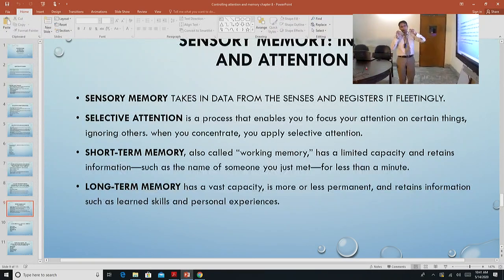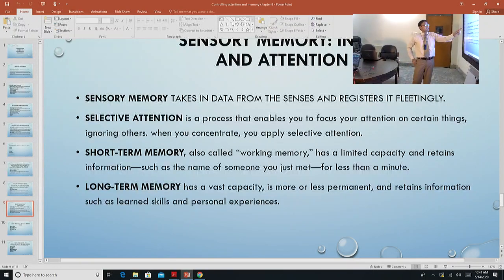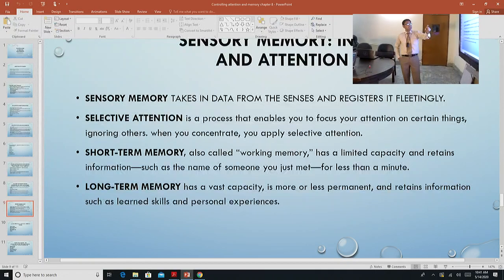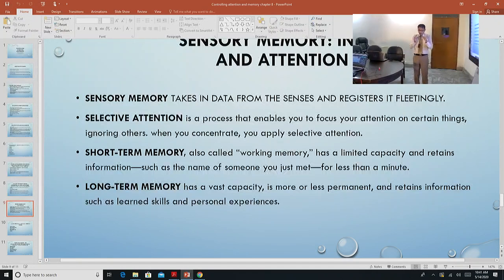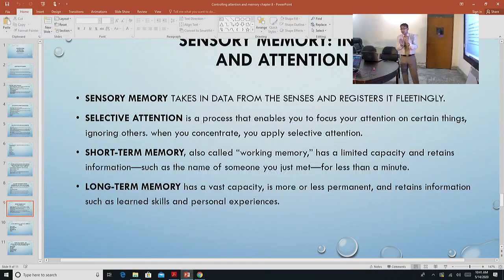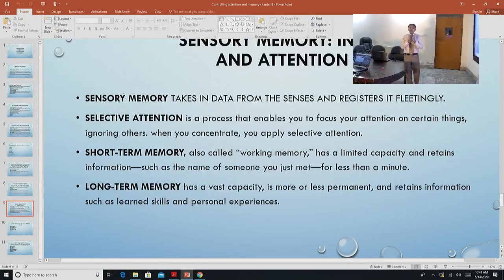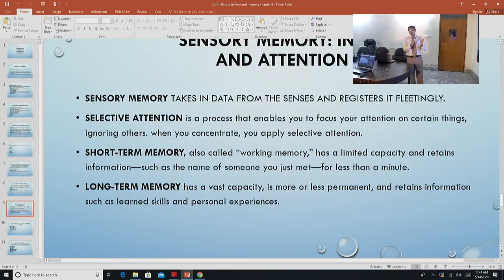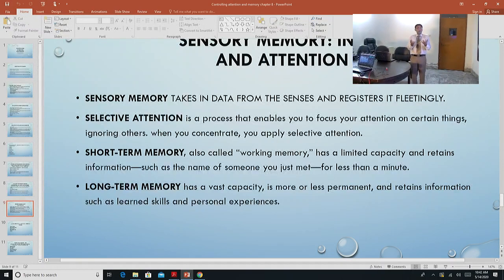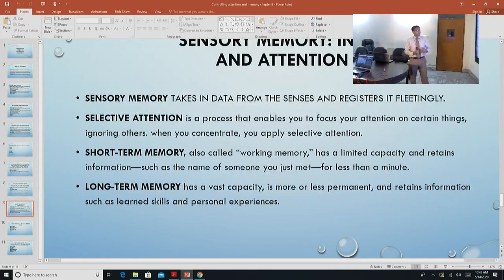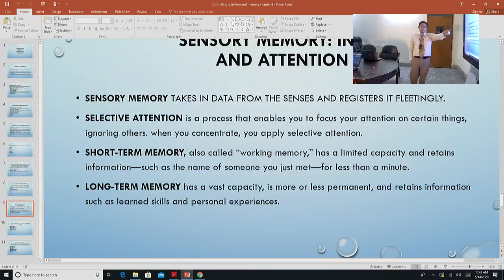Selective attention, we always pay selective attention. Selective attention is a process that enables you to focus your attention on certain things, ignoring others. For example, you are reading a text, and once you come to know that this is the central idea of this paragraph, you know that the authors always give examples in order to support their central idea. Now, it is not necessary to keep these examples in your mind, but the central idea is very important. You need to understand that central idea with the help of examples, as I am also giving you examples from my personal experience. When you concentrate, you apply selective attention, okay?